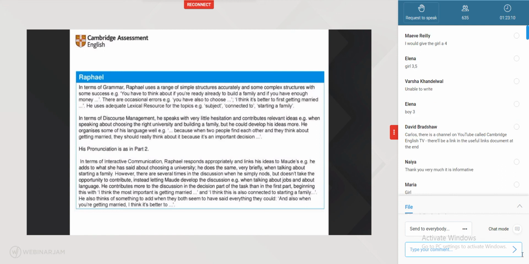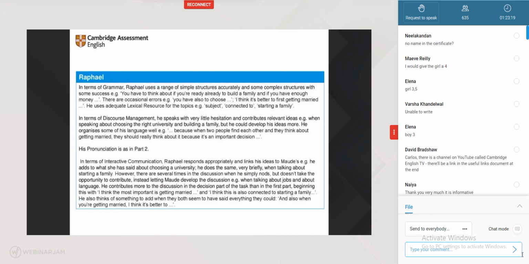And he adds on when they both seem to have said everything they could. So, I mean, he does okay. One thing which is very difficult not to do, which a lot of you have started doing, is comparing them, which our examiners never do. Each candidate is assessed alongside the criteria, not alongside the other candidate.